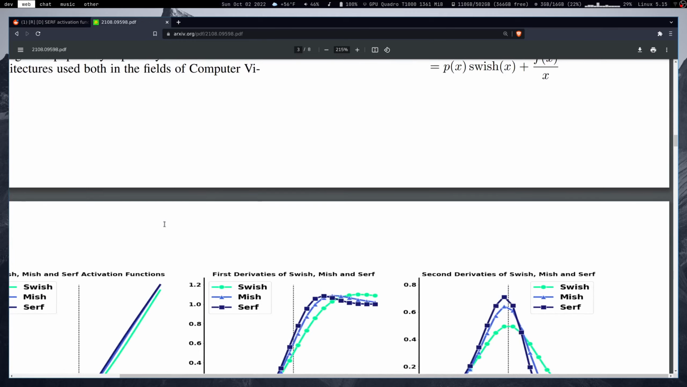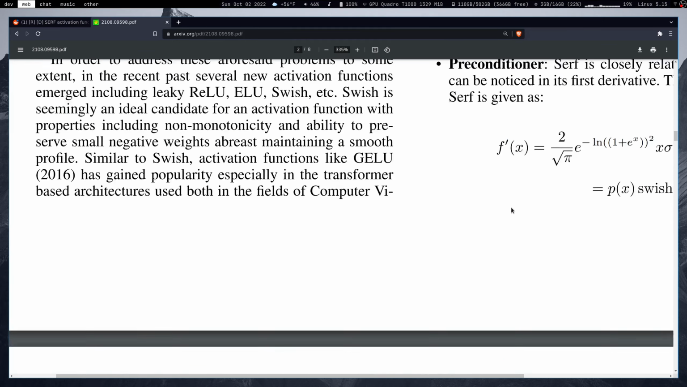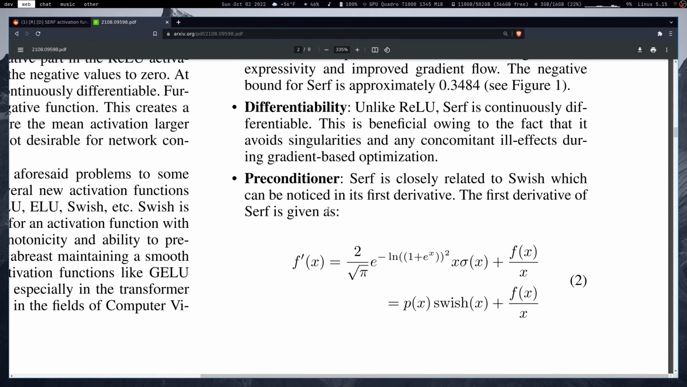They also compare this to some other activation functions here. Swish, mish, and SERF. So this is swish right here, the green plot. And then we have this dark blue plot for the SERF, right? And they seem very similar, and authors point this out right here as well. So SERF is closely related to swish, which can be noticed in its first derivative. Okay, so we see it here. The first derivative of SERF is given as this, and we see this term here, x times sigmoid of x. Well, that's just swish, right? And they substitute that expression with the swish here. So yeah, SERF and swish, they're kind of similar.